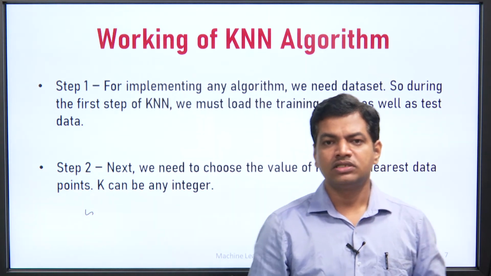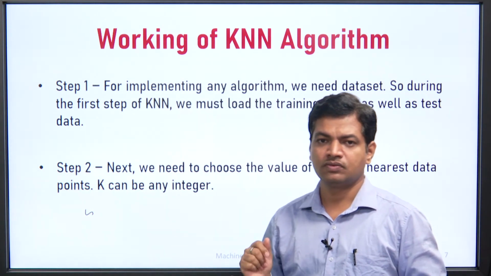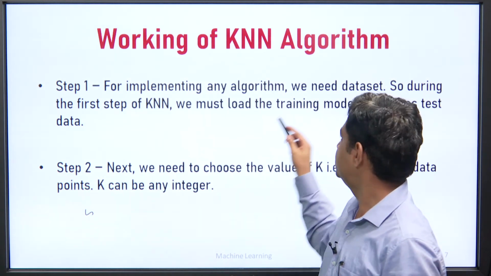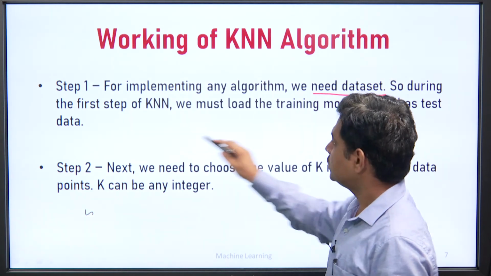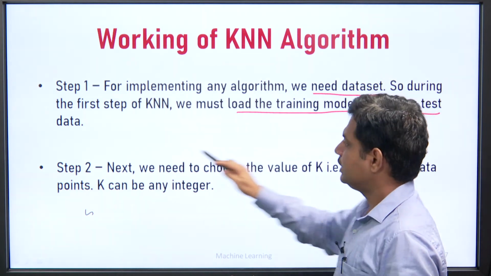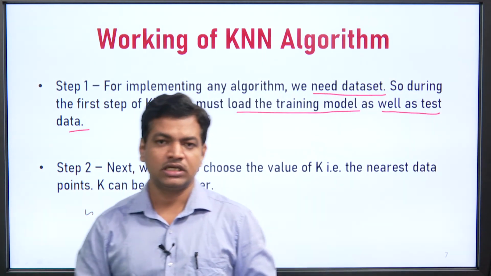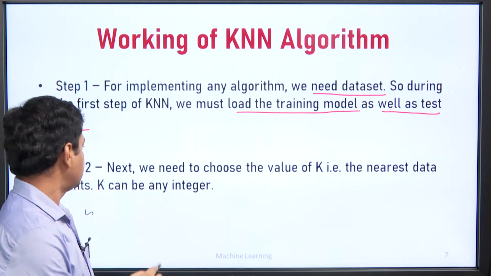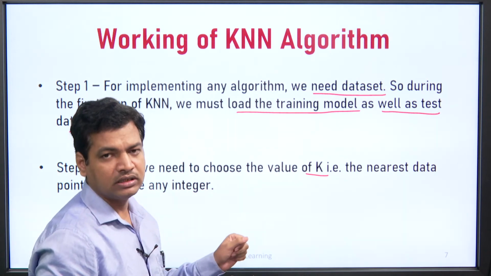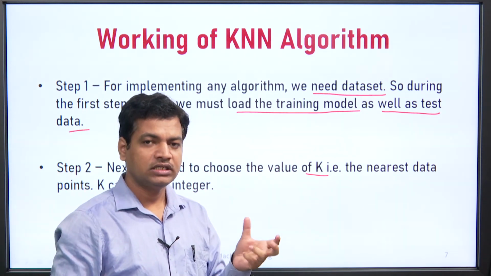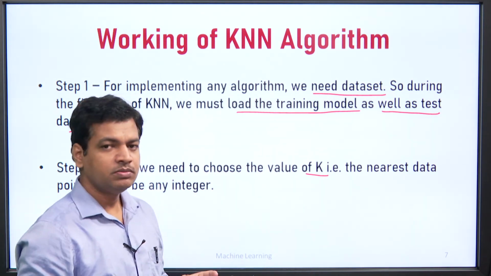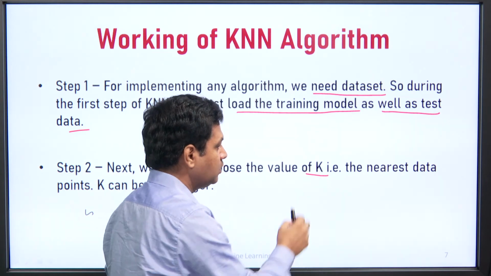Now, let us see how this KNN algorithm works and what the steps involved are. The first step is to load the data set, as we need the data set to apply it. During the first step of KNN we must load the training data as well as the test data. These two things are required in the first step. The next step is to choose the value of k. As we saw in the earlier slide, by selecting the k value our solution itself changes. So, we must be very careful while selecting this k value.